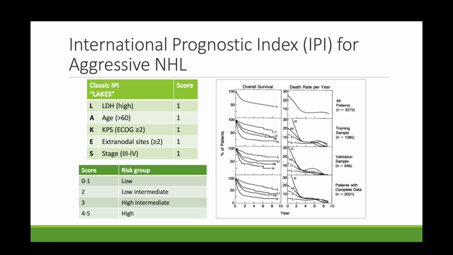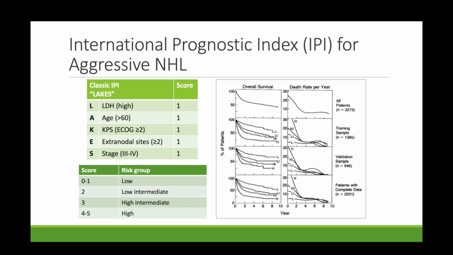The other mnemonic you might hear is LEAPS, which stands for LDH, extranodal site, age, performance status, and stage. Same exact thing, different mnemonic. Each of these items in that acronym gets a score of 1 if they are present. And then based on the total score, when you add them all up together, we get a risk group, and that risk group corresponds to prognosis. And so these just typically have prognostic utility. As I said, they don't really affect our management.